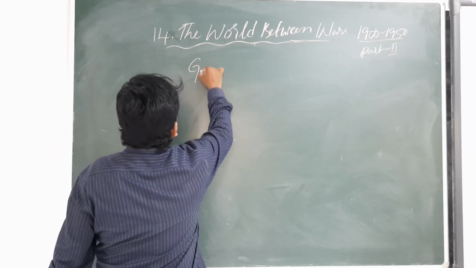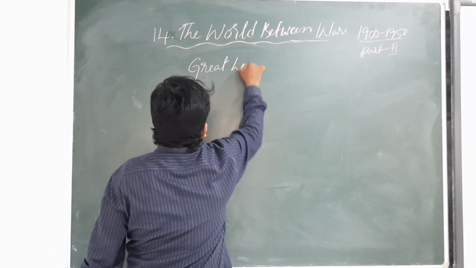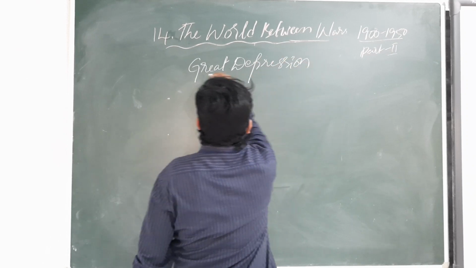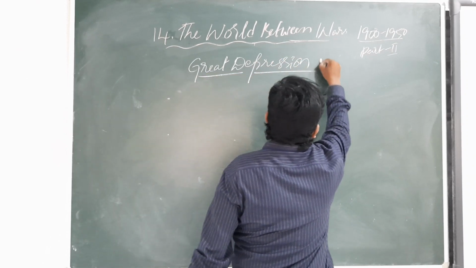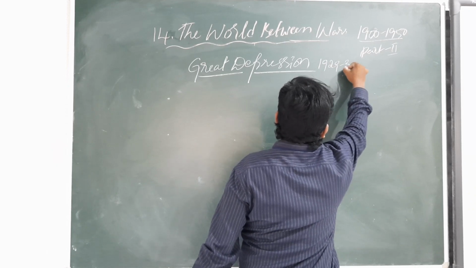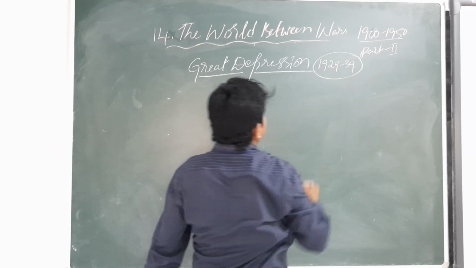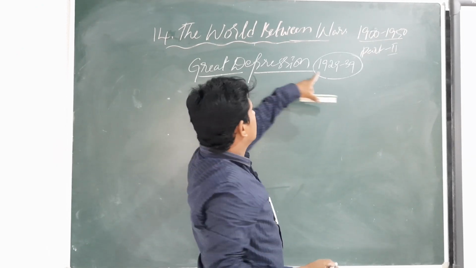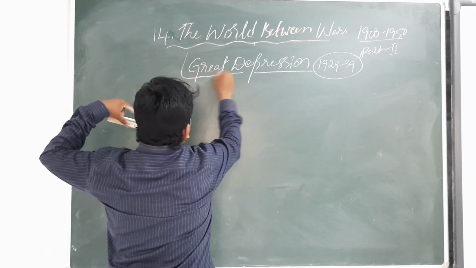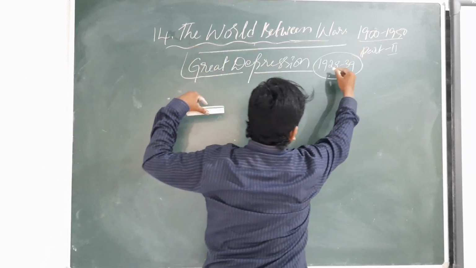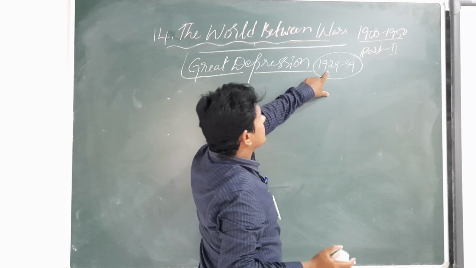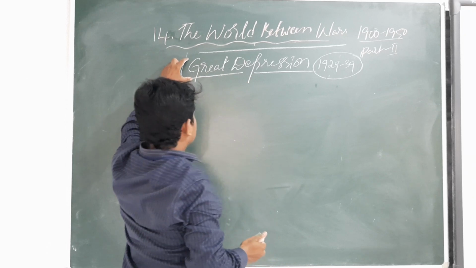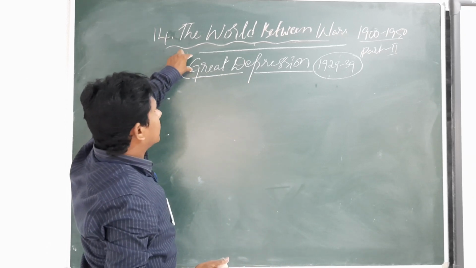So another topic is the Great Depression, 1929 to 1939. The period of the Great Depression is from the ending of 1929 to the beginning of World War II in 1939.